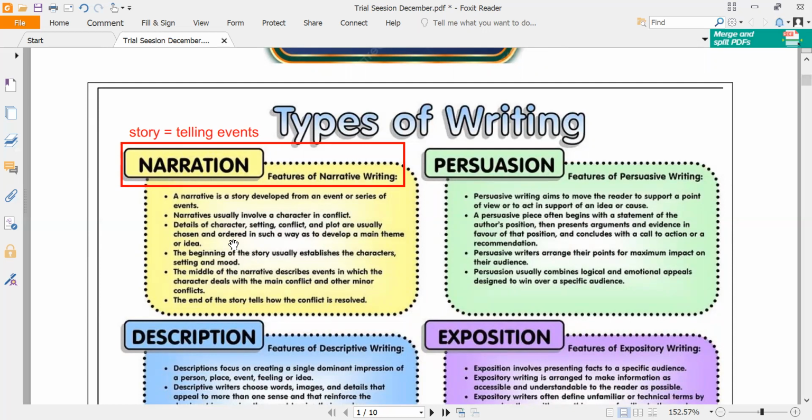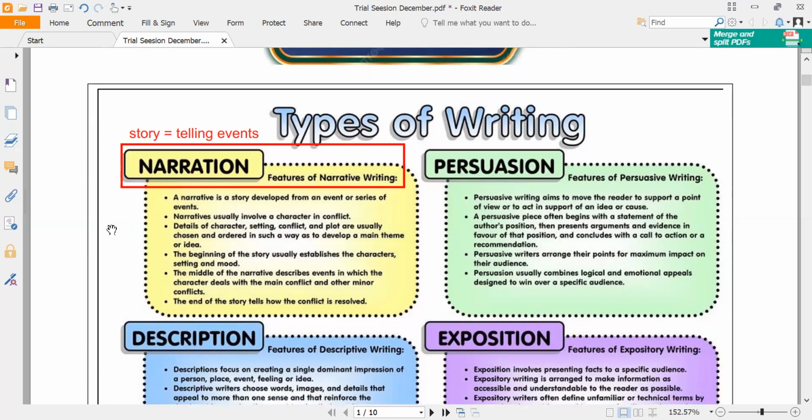There are some other features of narrative writing. Let's read this yellow box. A narrative is a story developed from an event or a series of events. Narratives usually involve a character in conflict. Details of character, setting, conflict, and plot are usually chosen and ordered in such a way as to develop a main theme or idea.